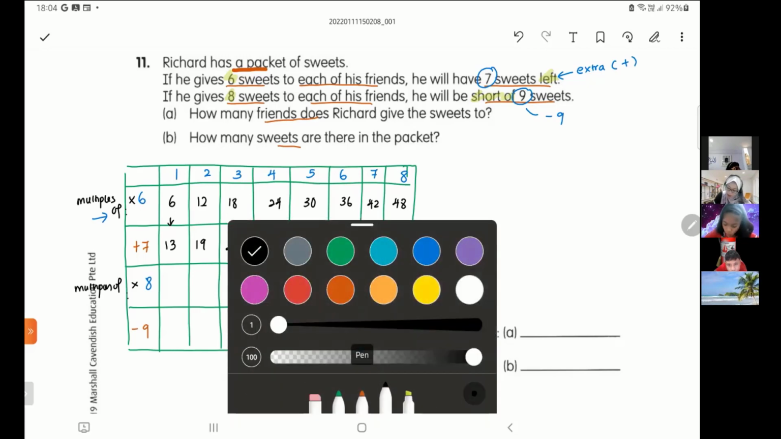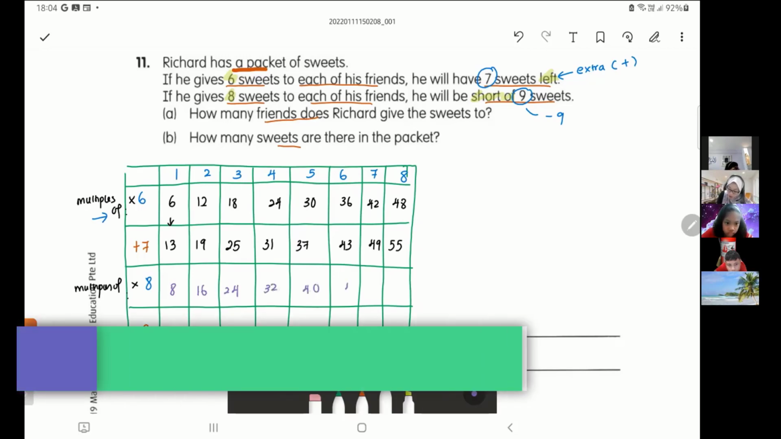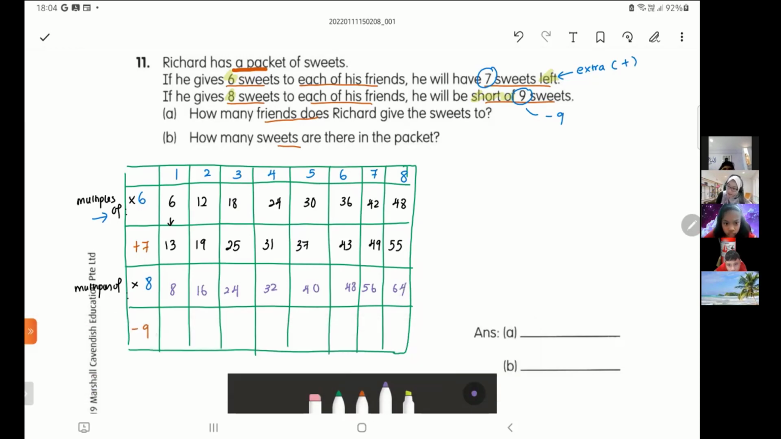Oh yeah, change color to purple. Okay, so timetable 8: 8, 16, 24, 32, 40, 48, 56, 64. So the next row, you need to minus 9. All right, 8 minus 9 cannot, right? So just leave it blank. Then this one is 7, 24 minus 9, 15, 23, 31, 39, 47, and 55, like this.